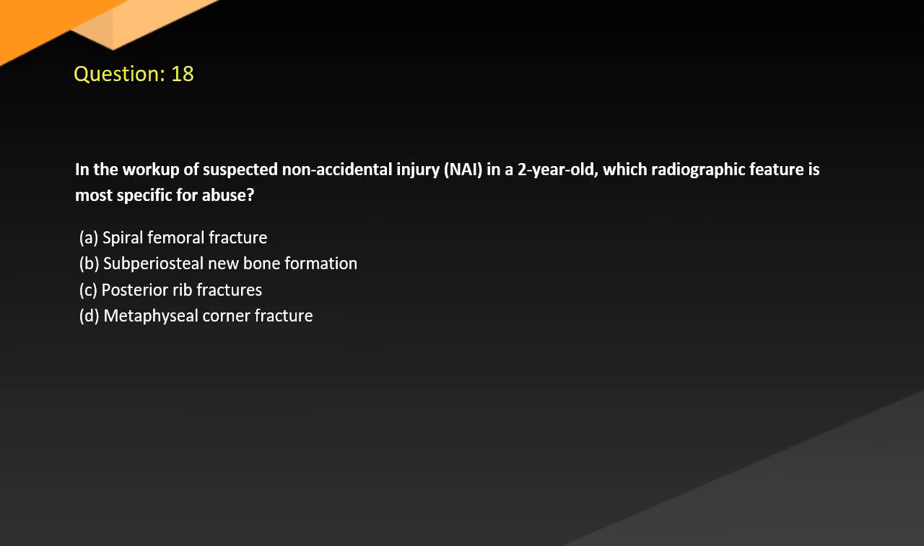Question 18. In a workup of suspected non-accidental injury (NAI) in a 2-year-old, which radiographic feature is most specific for abuse? A. Spiral femoral fracture. B. Superior steel new bone formation. C. Posterior rib fractures. D. Metaphyseal corner fracture.